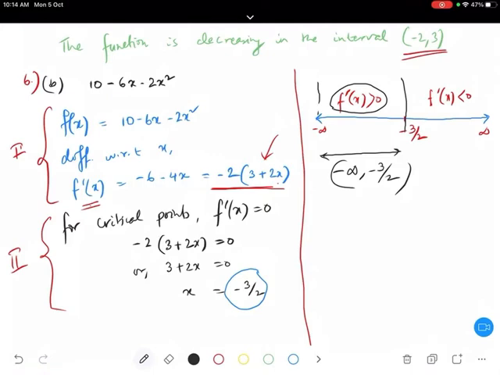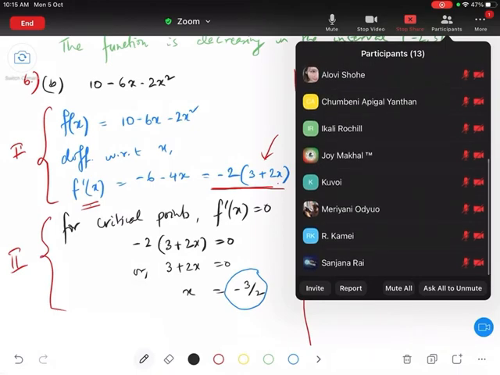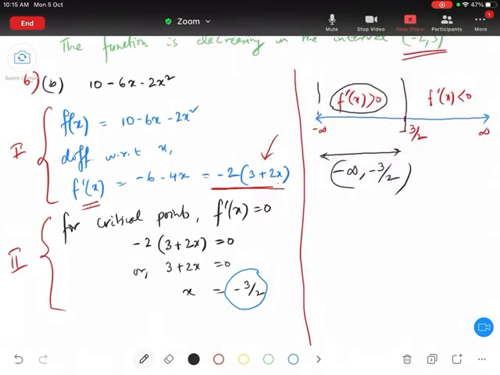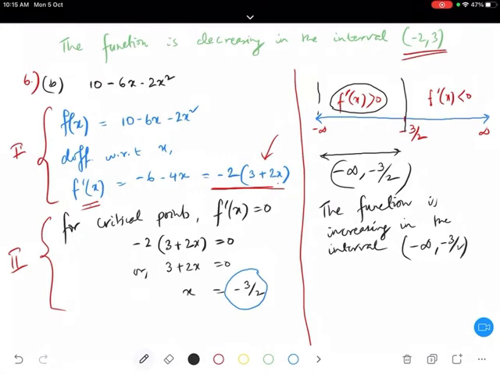Now tell me, in which interval is the function decreasing? Mariani, tell me, where is the function decreasing? Come on. Now I should ask each one of you like this. Nobody knows. Mariani, what happened? Achha, let me forget it. You don't have to see. The function is increasing in the interval minus infinity to minus 3 by 2, right?